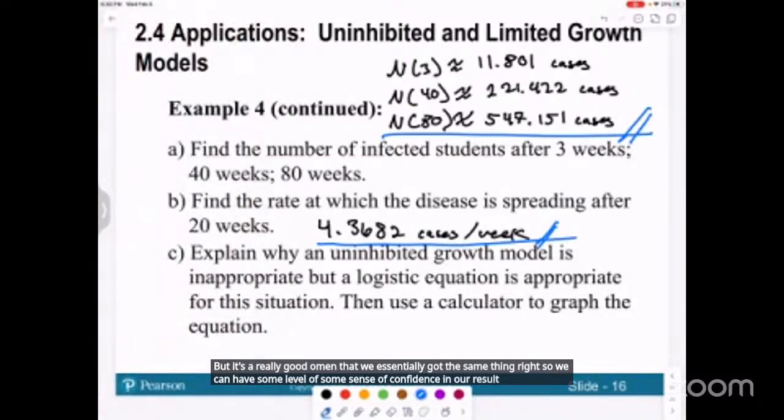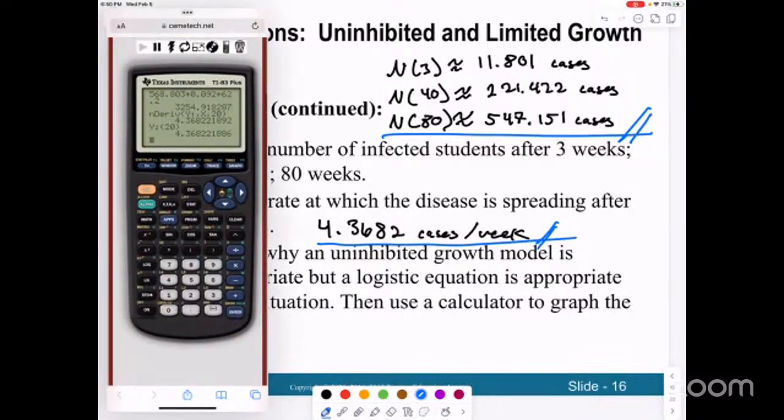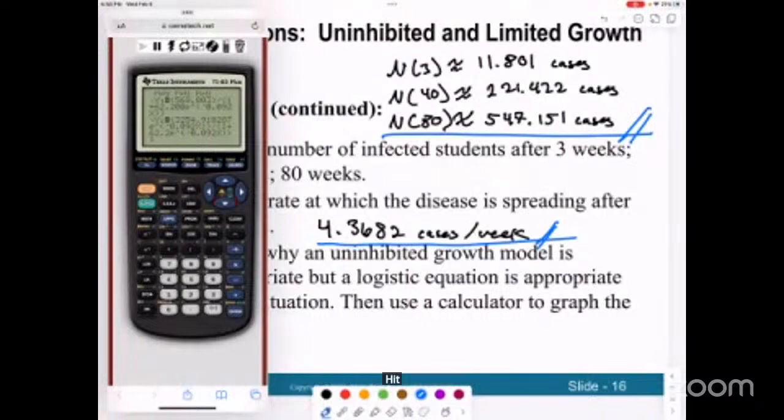And then for part C, explain why an uninhibited growth model is inappropriate, but a logistic equation is appropriate for this situation, and then use a calculator to graph it. Okay, so if we wanted to graph this, I'm going to suppress the second one. Hit enter. And then all we need is a proper window. We're going over 80 weeks, and we're going up to about 600 cases.